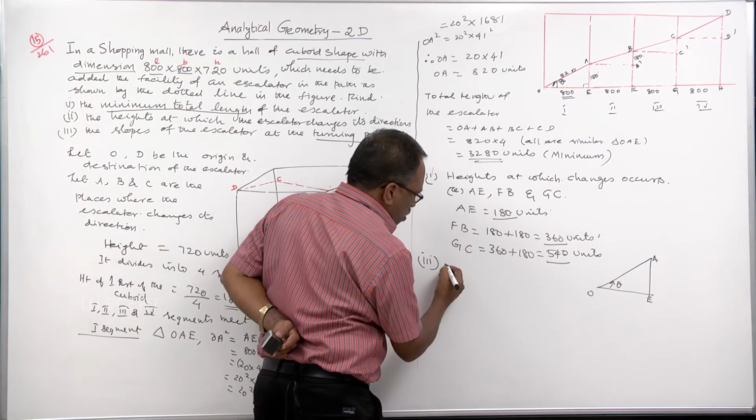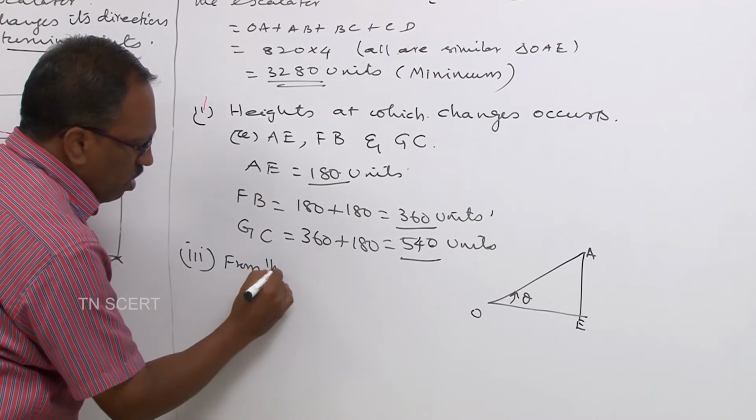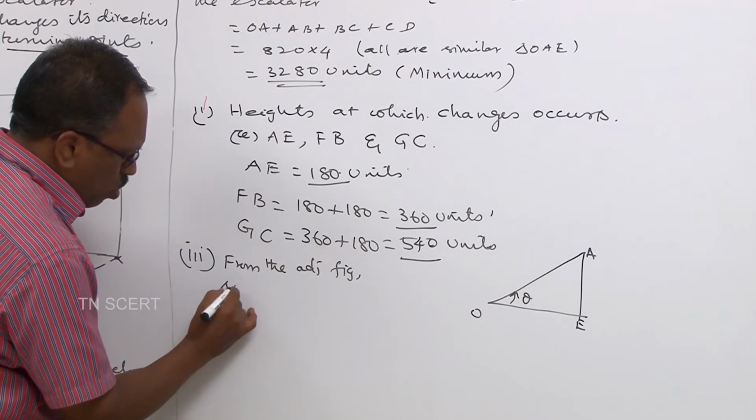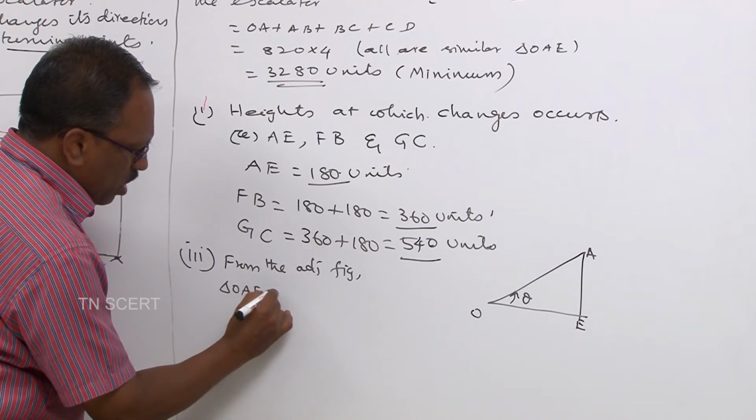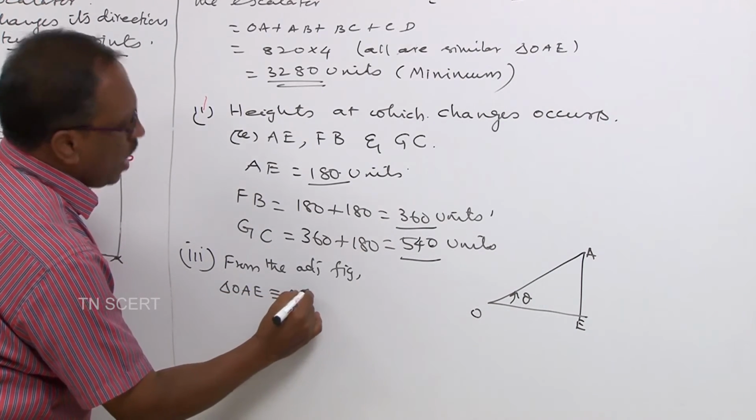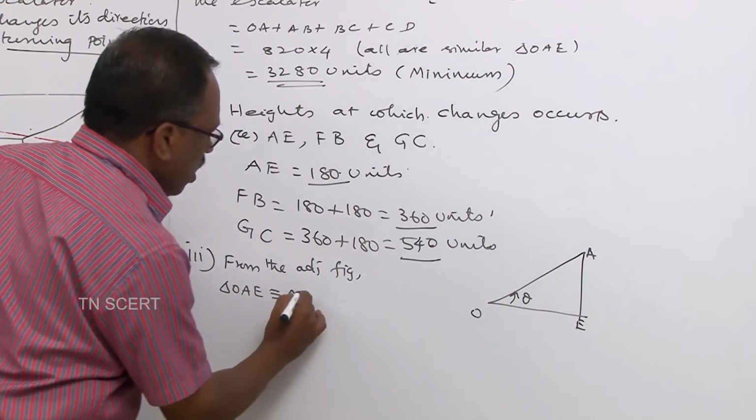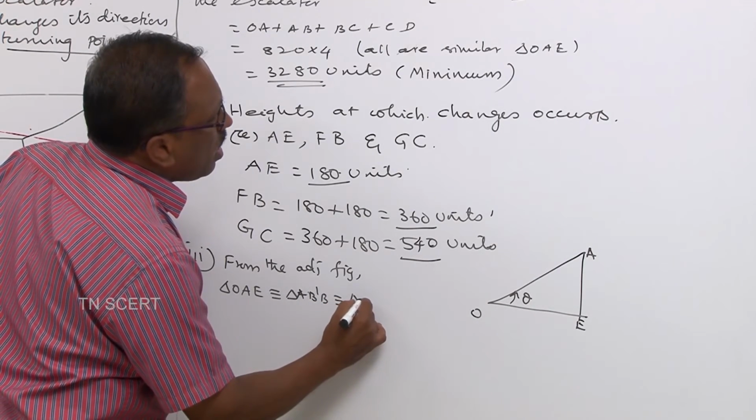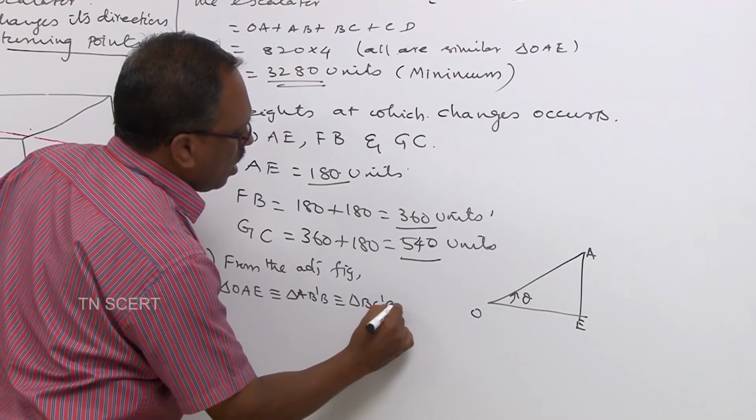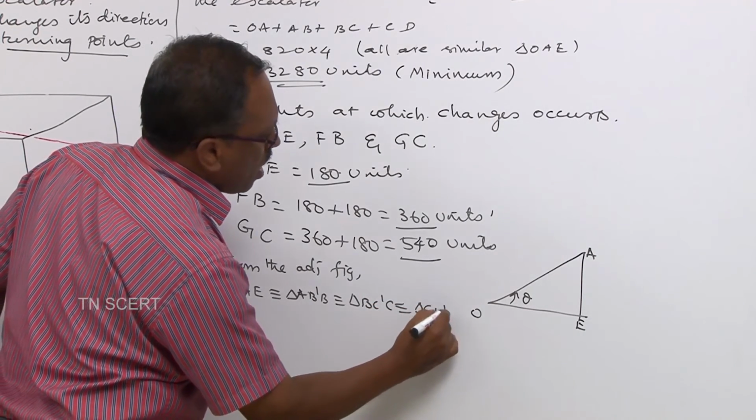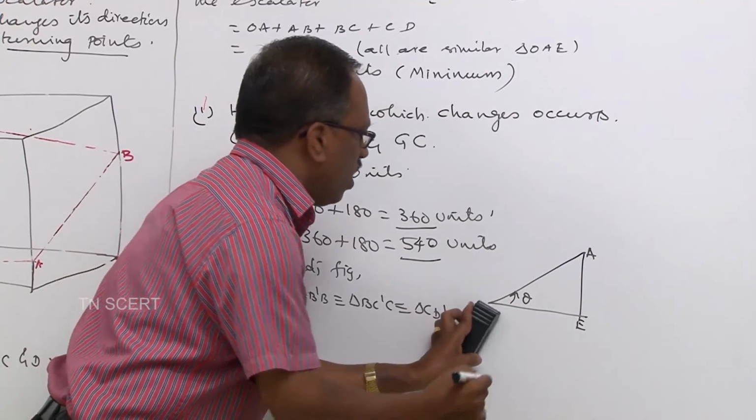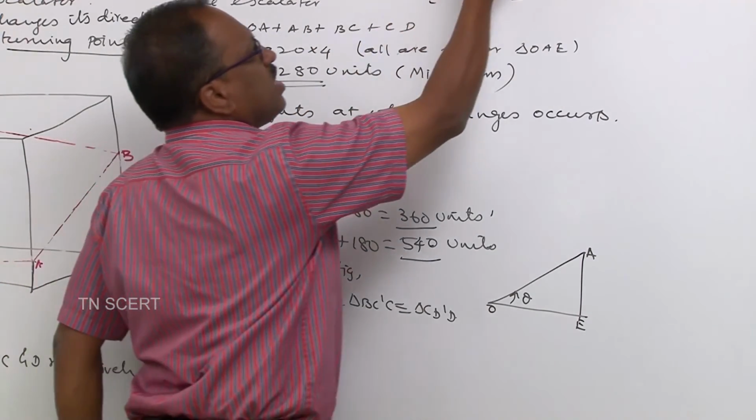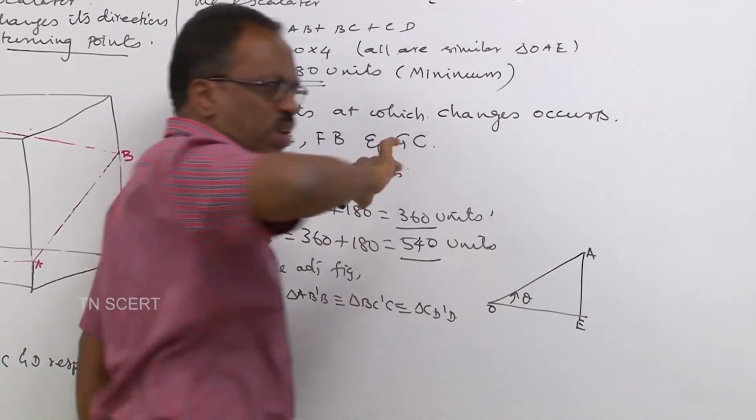From the adjacent figure, triangle OAE is similar to triangle AB'B, which is similar to triangle BC'C, similar to triangle CD'D. So this is what we have here. It is the similar triangle property. So whatever angle occurs, same thing from here, here, here. Everywhere it is the same angle.